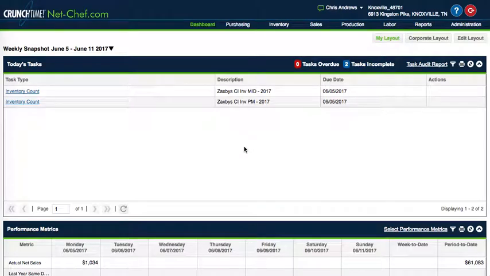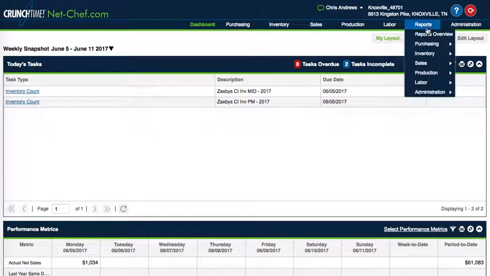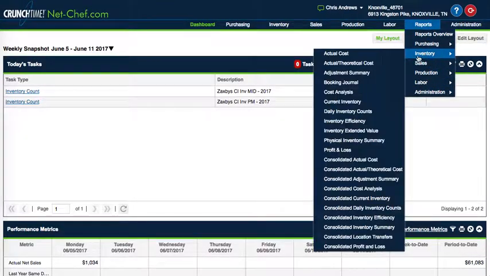Okay guys, I'm going to try to show you a little bit about the actual versus theoretical cost report. From your dashboard, if you hover over the reports button, you can see some different reports that you can pull. I'm going to hover over inventory, and you've got actual versus theoretical cost, and you've also got something called consolidated actual versus theoretical cost.